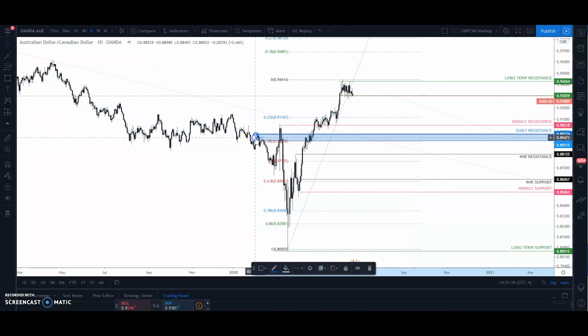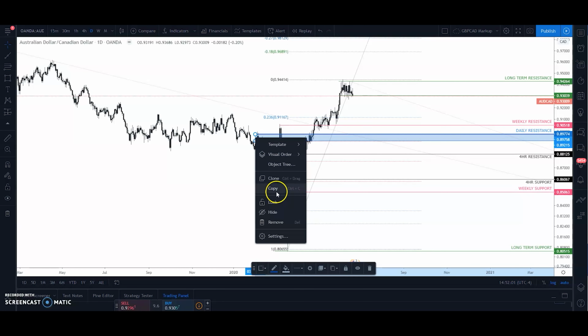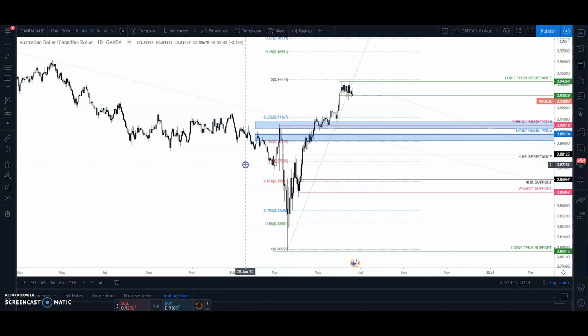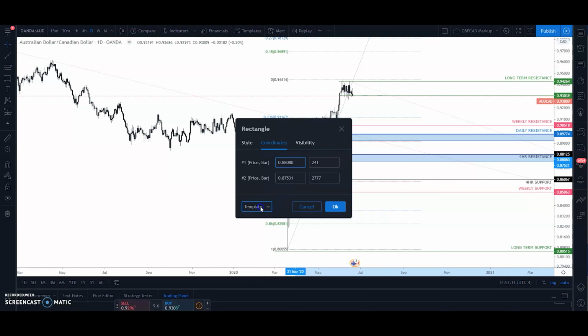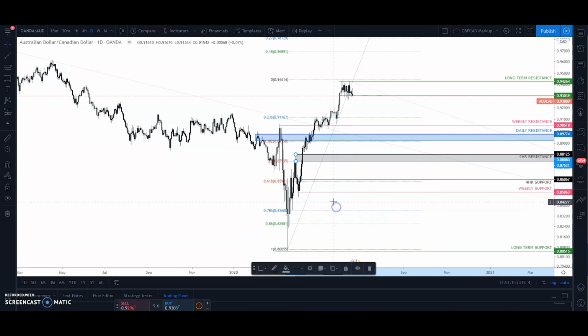I really like TradingView. And when you save these templates, it makes it really easy to get through the charts. I'm going to double click that and turn it to 4-hour zone. Like I said, I'm really big on this color coding. And then I'm going to draw my 68.1 area.